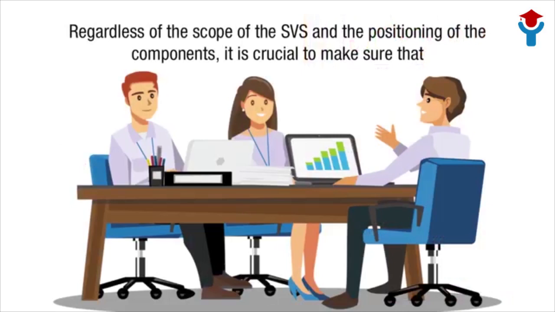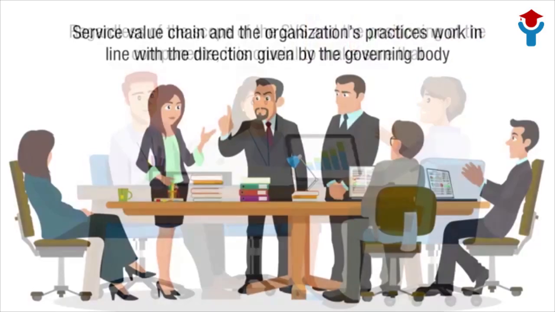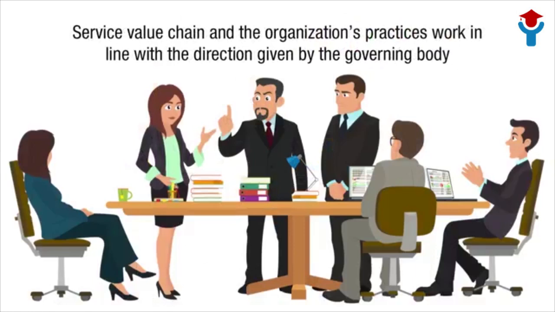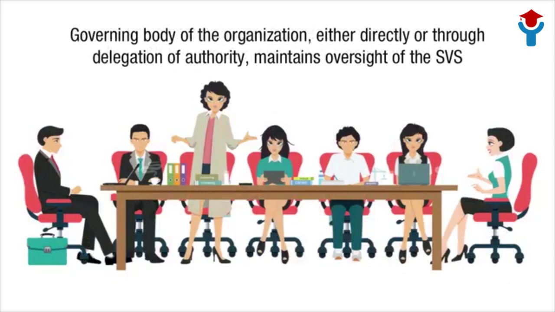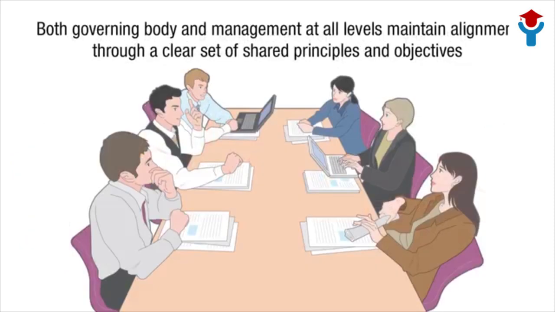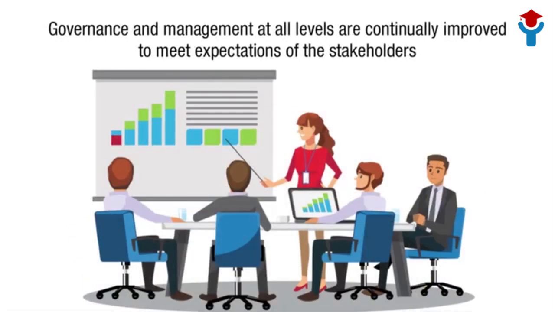Regardless of the scope of the SVS and the positioning of its components, it is crucial to make sure that the service value chain and the organization's practices work in line with the direction given by the governing body. The governing body of the organization, either directly or through delegation of authority, maintains oversight of the SVS. Both the governing body and management at all levels maintain alignment through a clear set of shared principles and objectives. The governance and management at all levels are continually improved to meet expectations of the stakeholders.